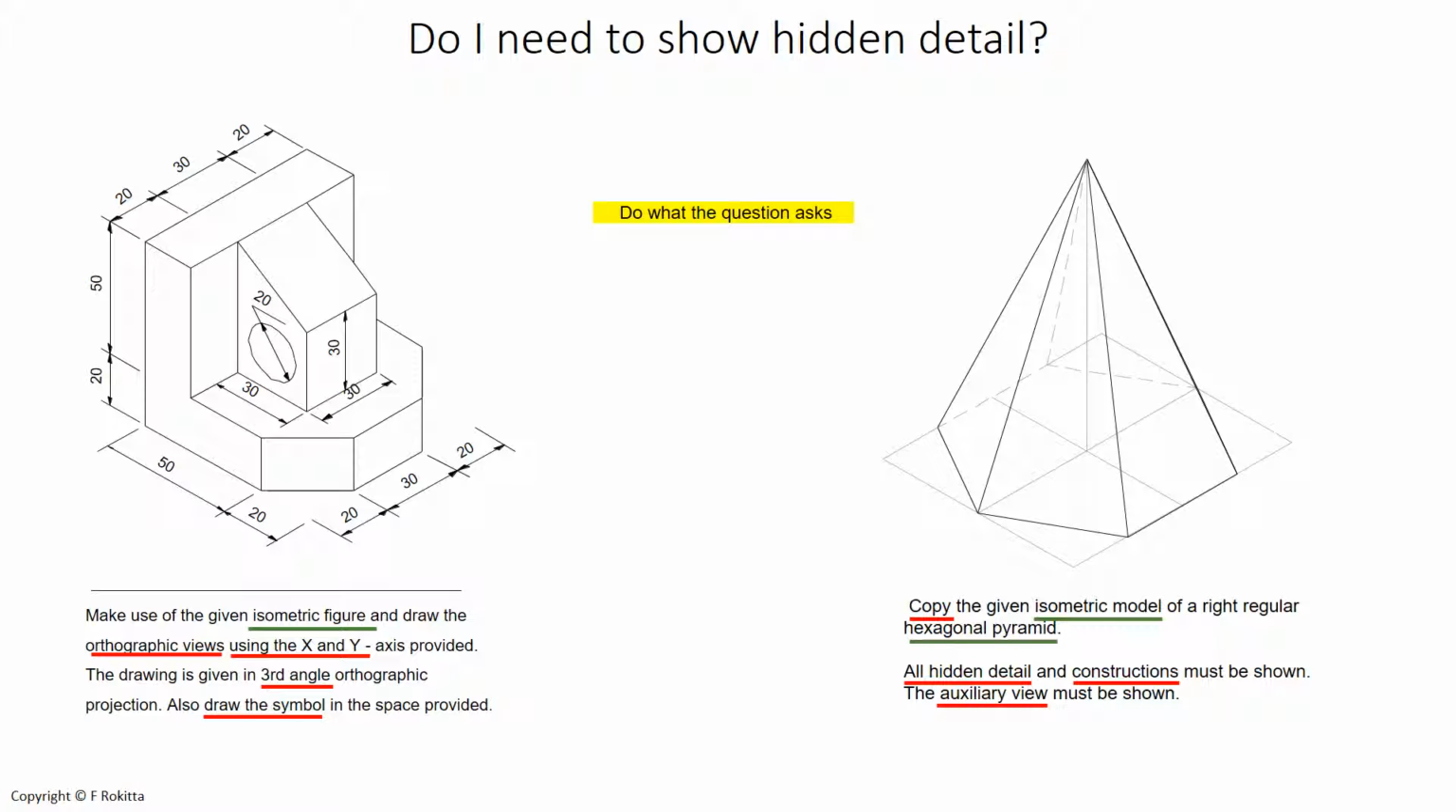On the left, they have provided an isometric drawing, and we need to draw the orthographic views of that drawing, and it needs to be drawn in third angle. Nowhere does the question stipulate that you need to draw hidden detail. Therefore, it's best to leave out the hidden detail from your answer. On the right hand side, it clearly states that we have to draw hidden detail and show all our constructions. Therefore, in your answer, you will add the hidden detail for the drawing on the right.